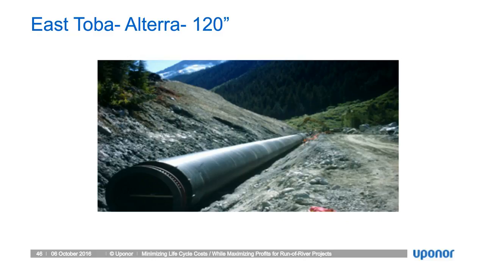And a more recent one, completed in 2009. This is owned by Alterra, 120-inch RC250, running at 15 psi. East Toba is located about an hour's boat ride north of Powell River. You can see that flange connection at the very end, which is tying into the steel.